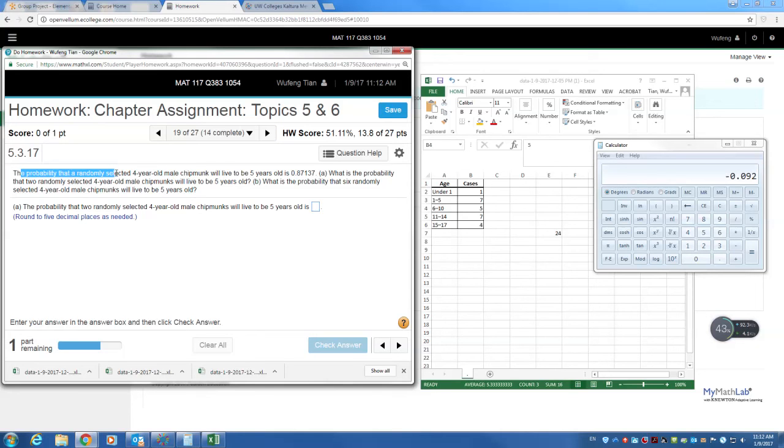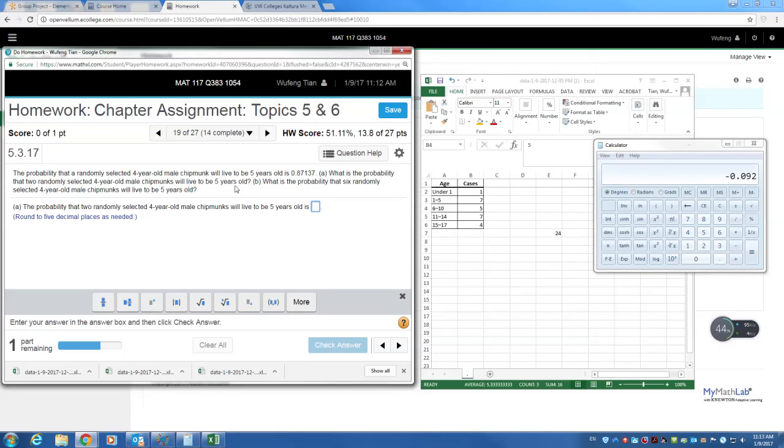The probability that a randomly selected 4-year-old chipmunk will live to be 5 years old is 0.5. What is the probability that 2 randomly selected 4-year-olds will live? Oh, this is a binomial distribution. Probably I have to do a little bit on this one. What is the probability that 6 randomly selected 4-year-olds will live to 5 years old? If it's a binomial distribution, I have to use the binomial formula.